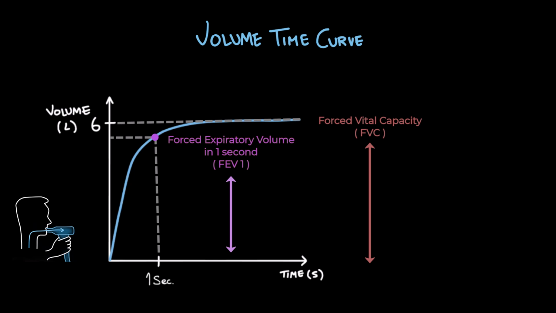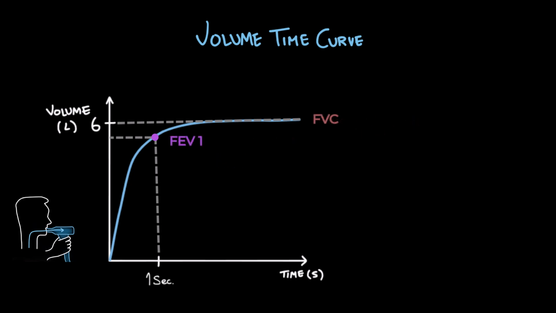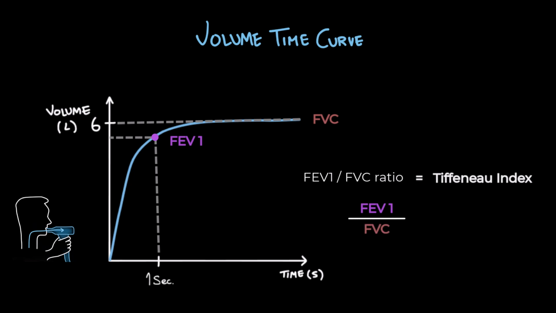Now, with these two measurements, we can calculate the FEV1 to FVC ratio, also known as the Tiffeneau index. This is simply the FEV1 divided by the FVC, and it compares how much air you can blow out in the first second versus the total amount you can blow out in one big breath. So, it's the percentage of the air that comes out in the first second.